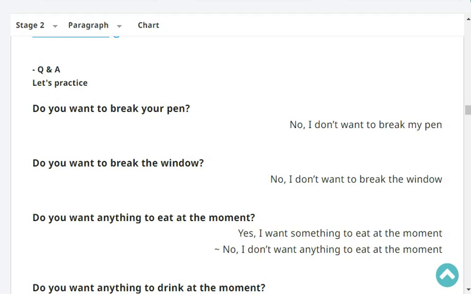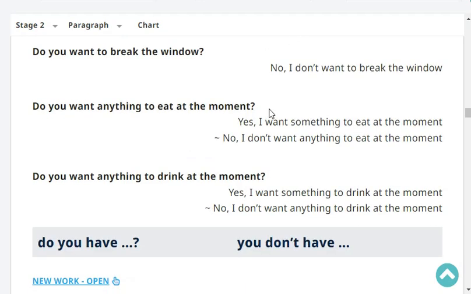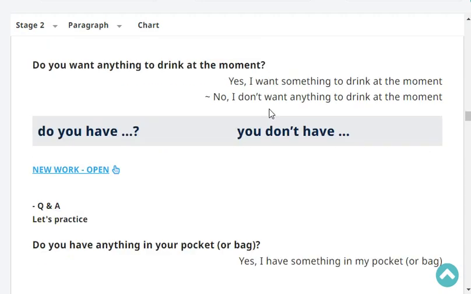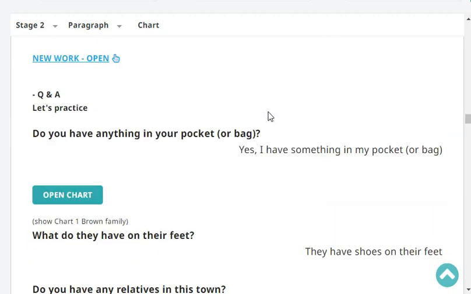Do you want anything to eat at the moment? Yes or no? Yes, I want something to eat at the moment. Do you want anything to drink at the moment? Yes or no? Yes, I want something to drink at the moment.